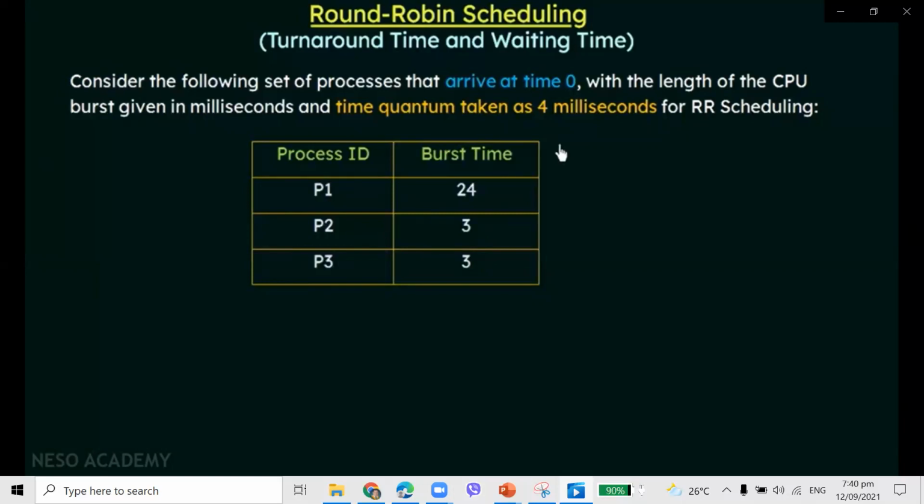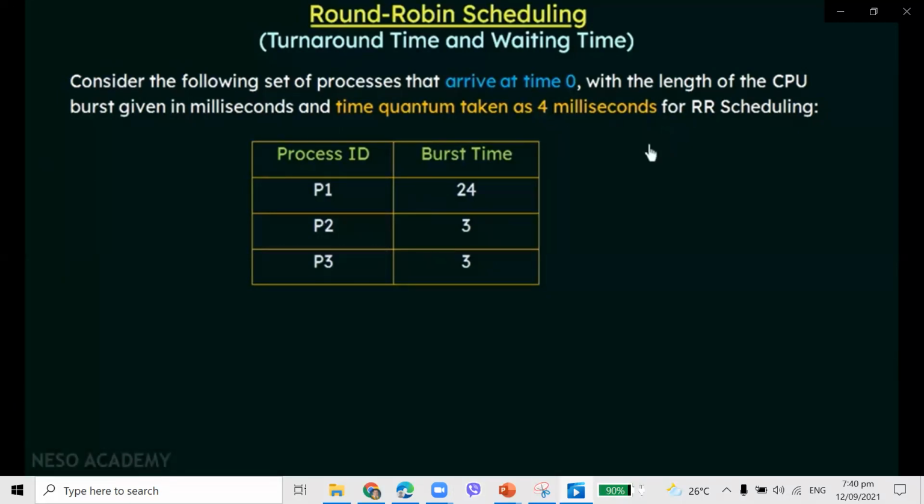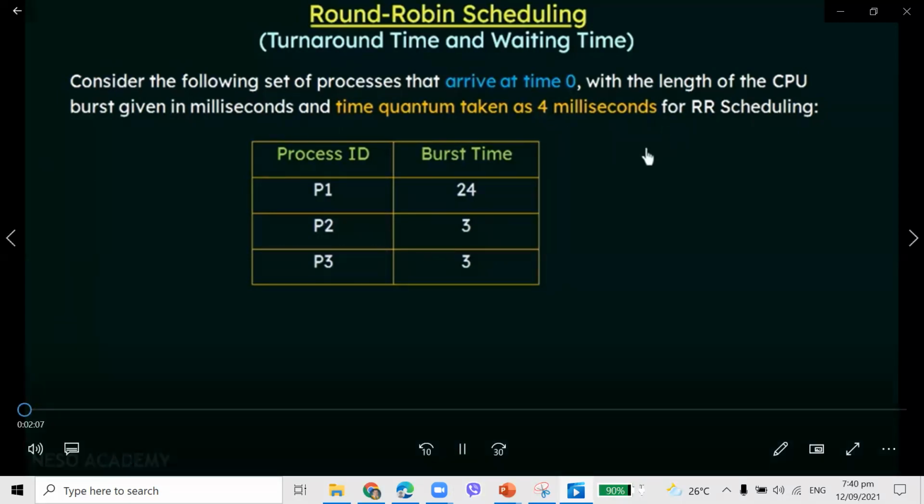So here in this example that we are taking, the time quantum is 4 milliseconds. That means each of the processes will be allowed to execute for 4 milliseconds. After that, the CPU will be given to the next process in the queue, which will also be allowed to use the CPU for 4 milliseconds. And then that will be preempted and so on. So here the time quantum is 4 milliseconds.